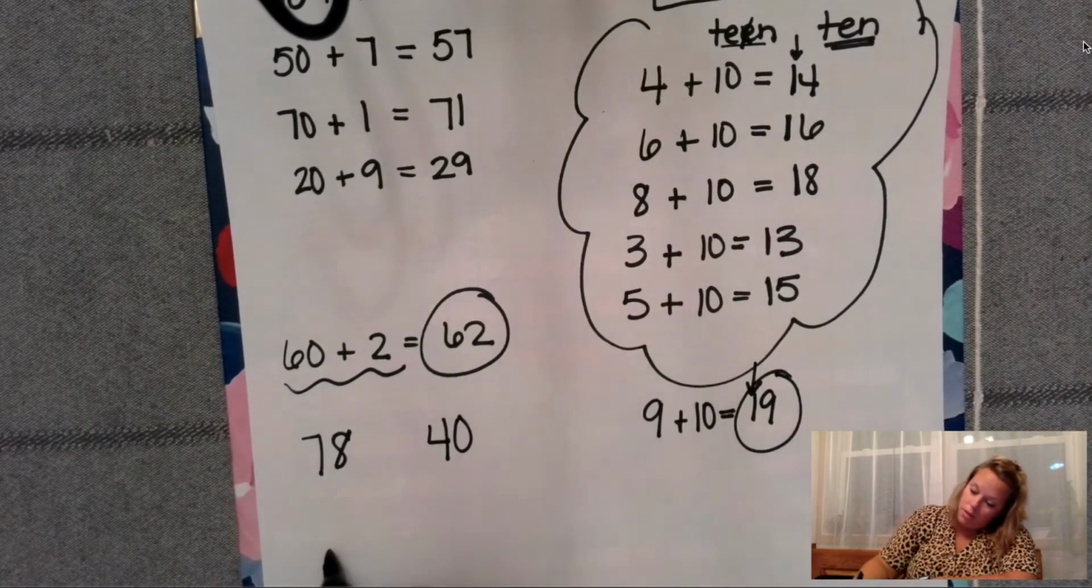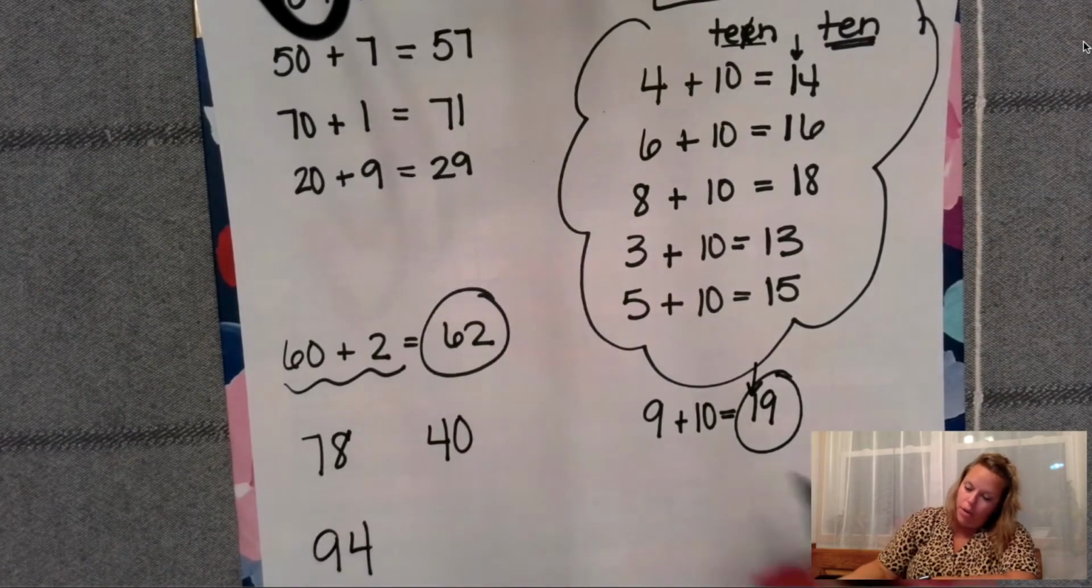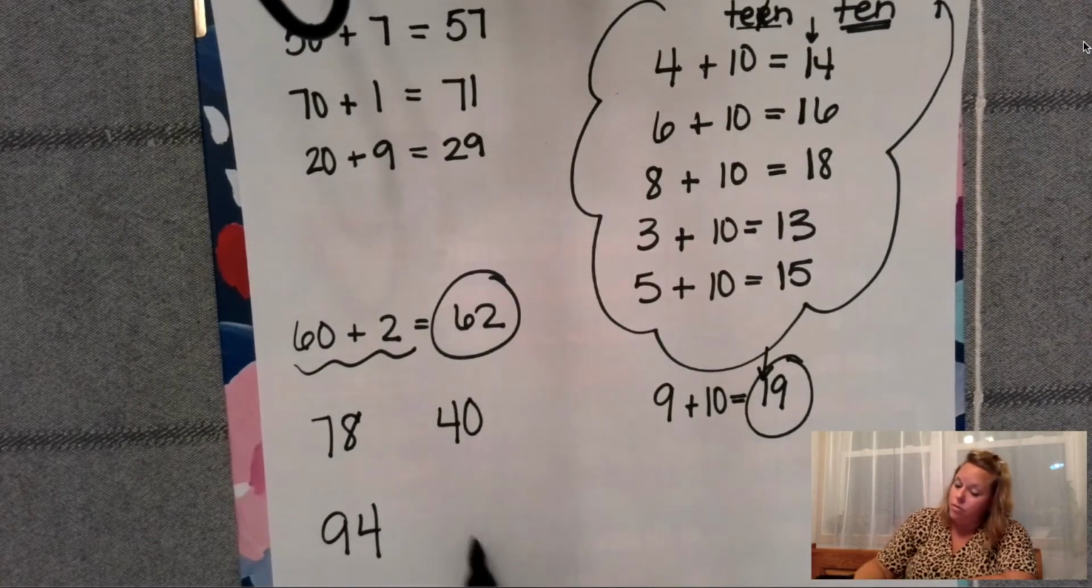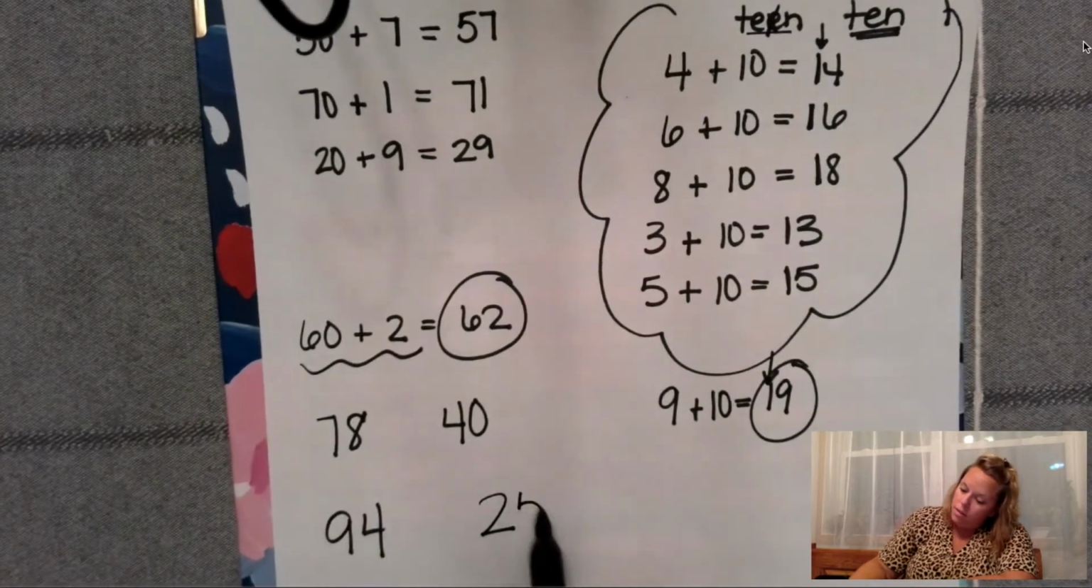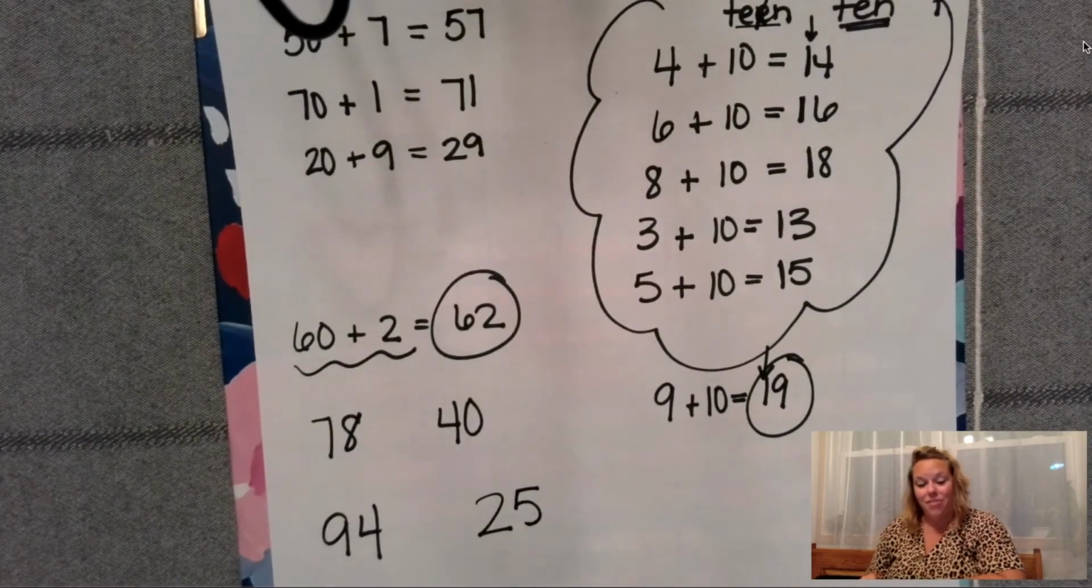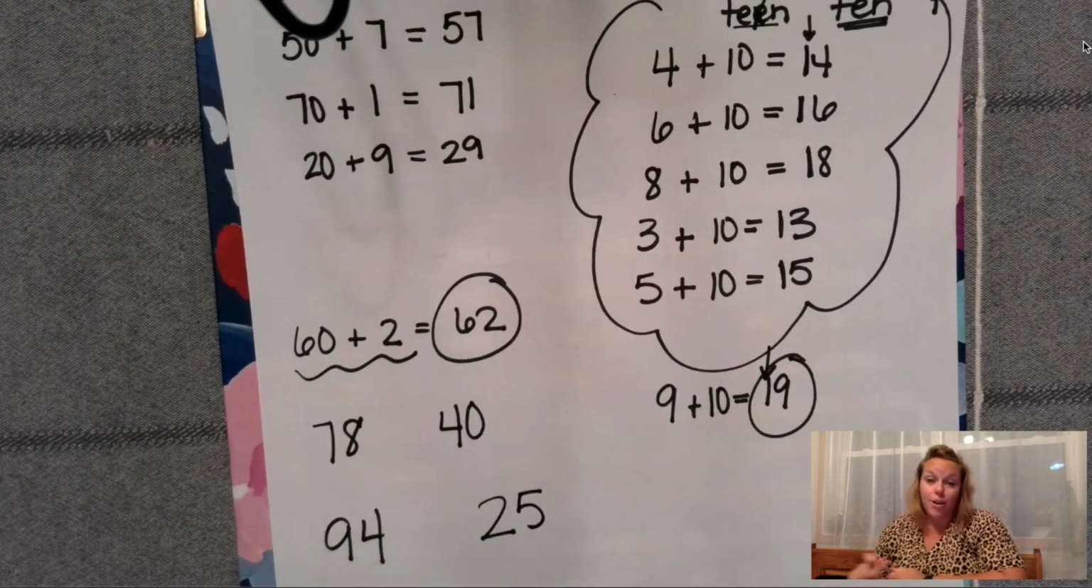94. 9, 4, 94. Let's do one more. 25. 2, 5, 25. Okay, friends, here's what you're going to need if you don't already have it out. You will need a pencil, and you will also need your guided class practice. Go ahead. We'll see you back here in a second.